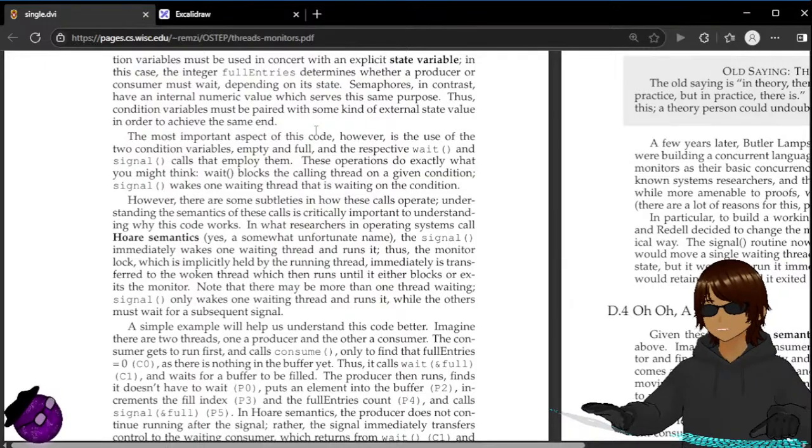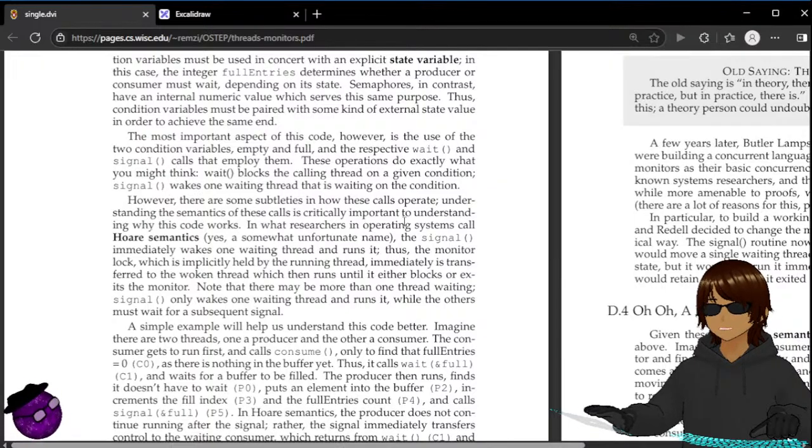The most important aspect of this code, however, is the use of two condition variables, empty and full, with respective wait and signal calls that employ them. These operations do exactly what you might think. Wait blocks the calling thread on a given condition. Signal wakes up the thread that is waiting on a condition. However, there are some subtleties in how these calls operate. Understanding the semantics of these calls is critically important to understanding why this code works.